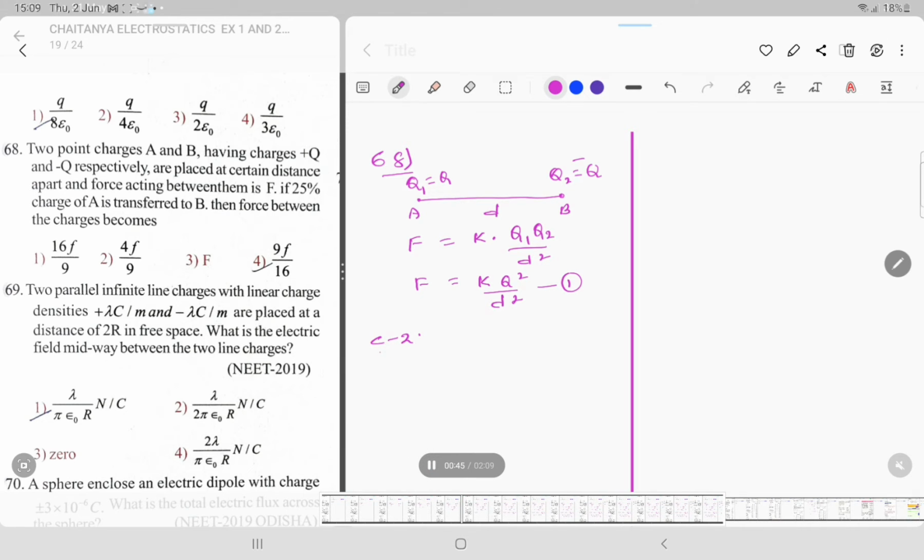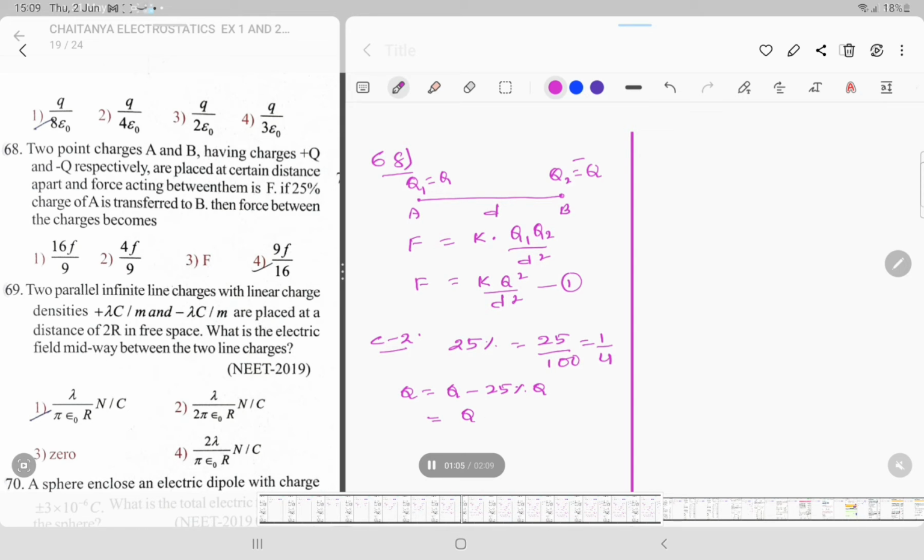And now next, case 2. From the above case, 25% of the charge at A is transferred to B. 25% means 25 by 100, we get 1 by 4. So 1 by 4 of the charge is removed from A and transferred to B. So Q equals Q minus 25% of charge removed. Then we get Q minus Q by 4. After LCM we get 3Q by 4.